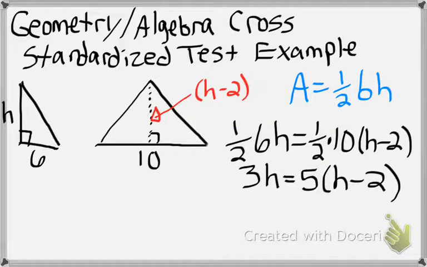Alright, so if you do that, you're left with 3h equals 5 times h minus 2. Sorry about that, guys. Alright, so let's use the distributive property on the right side. And so we're left with 5h minus 10, and on the left side we still have 3h.